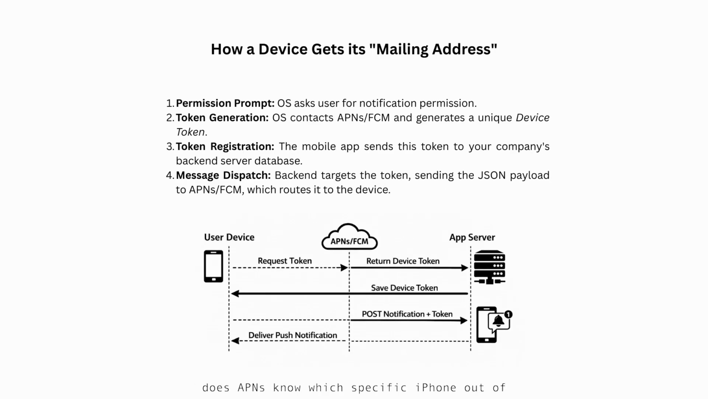How does APNs know which specific iPhone, out of billions, to send a message to? It uses a device token. First, the app asks the user for permission. If granted, the device registers with APNs or FCM and gets a unique token back. The app then sends this token to your backend database. When you want to message that user, your server wraps up the payload, slaps that token on it like a mailing address, and hands it to APNs for final delivery.